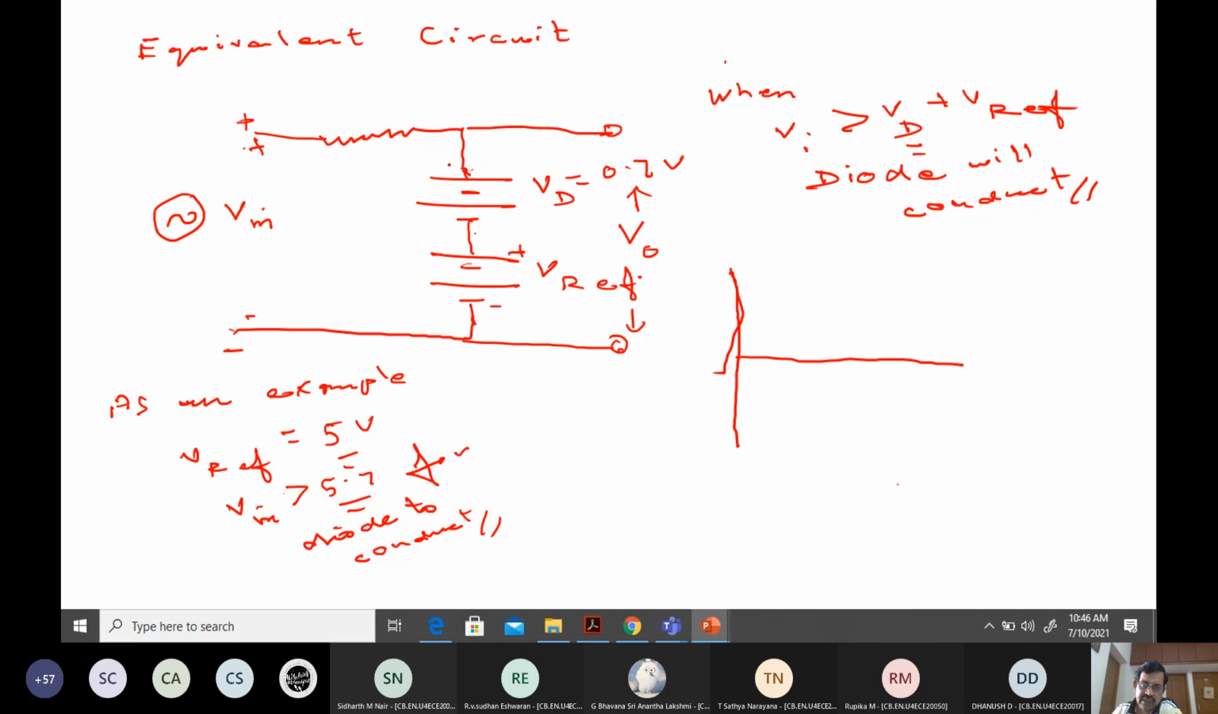When this starts to conduct, the potential here will be like a short. This is an example I have given: if it is 5 volt, my input should exceed 5.7 for the diode to conduct. In which case, let us first draw the input to begin with.